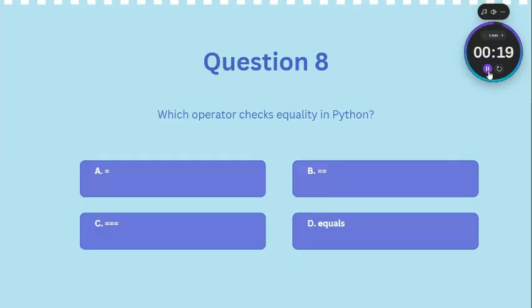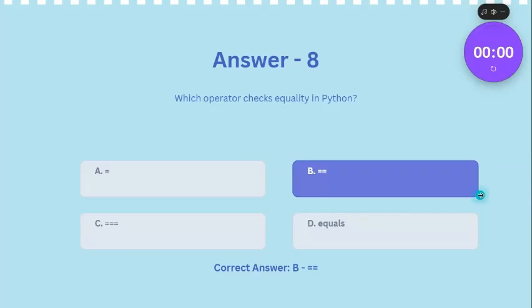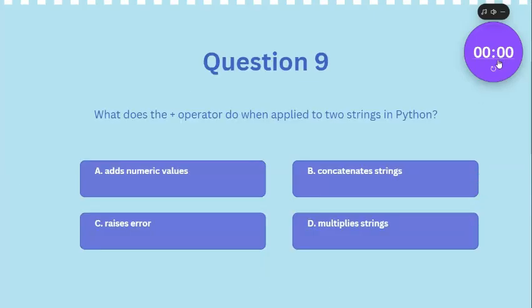Now we have another question. Which operator checks equality in Python? You can also answer this easy question. As you can see, the answer is B. Now, what does the plus operator do when applied to two strings in Python? Concatenation. This is easy.